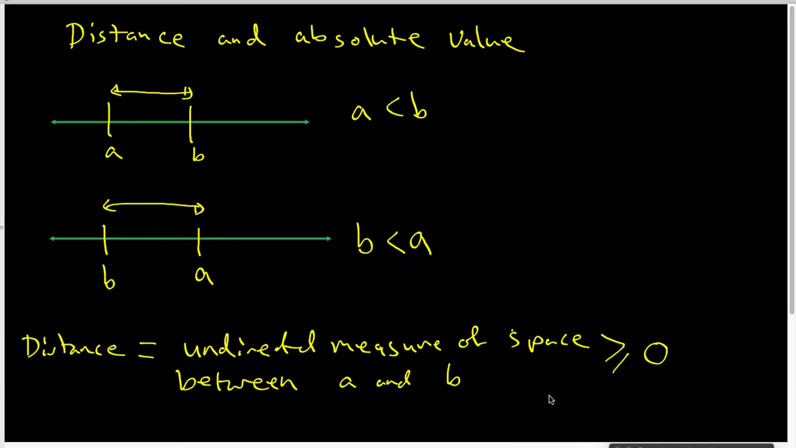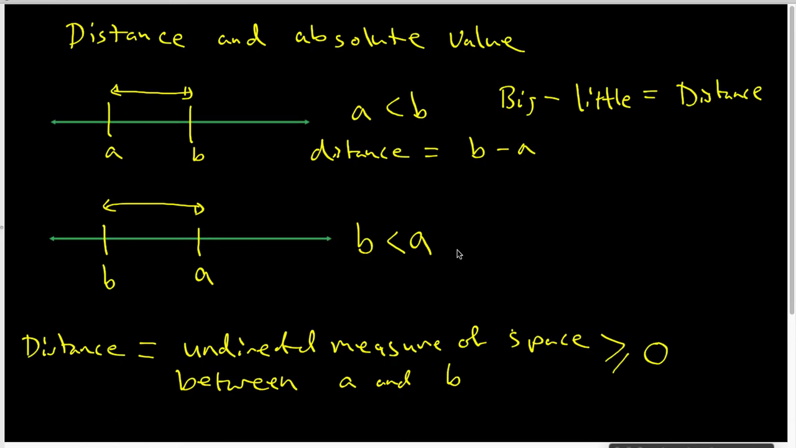And that brings up a slight problem. In order to calculate the distance, we always want to be looking at the big number minus the little number. That's how we're going to be getting the distance between 2 points. So in this first case, if A is less than B, the distance is going to be the big number B minus the little number A. But down here, the distance is going to be the big number A minus B. And so we've got this problem that in order to compute distance, we actually have to know which is bigger, A or B.